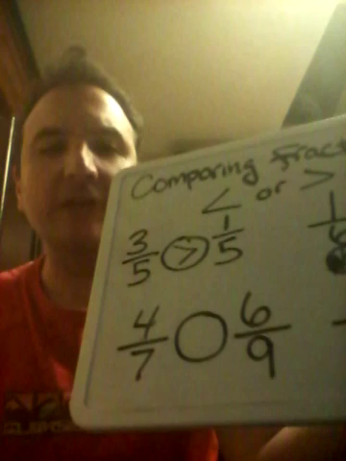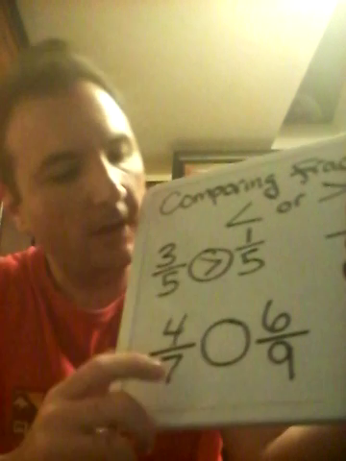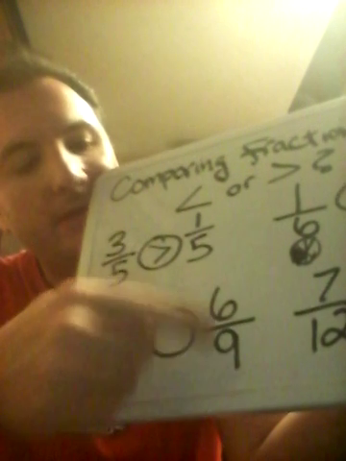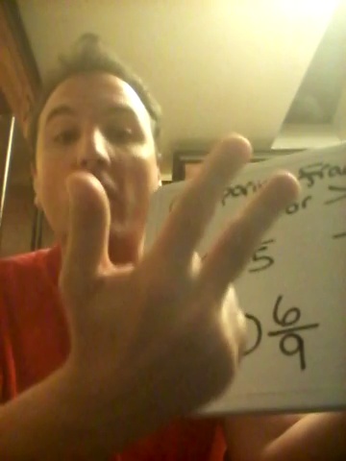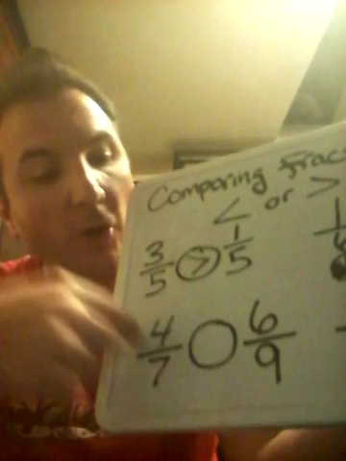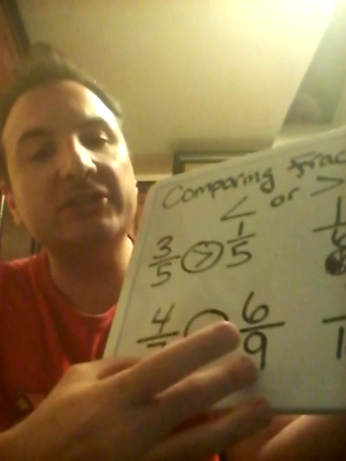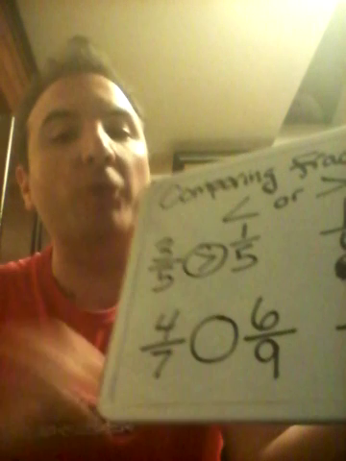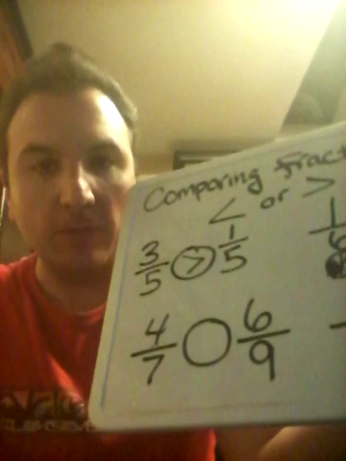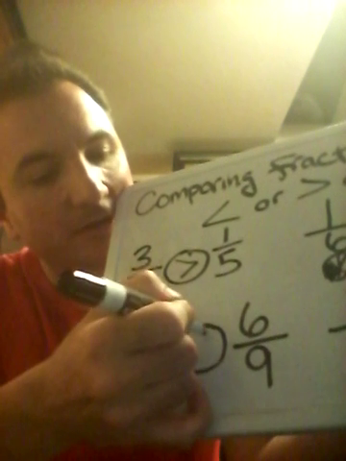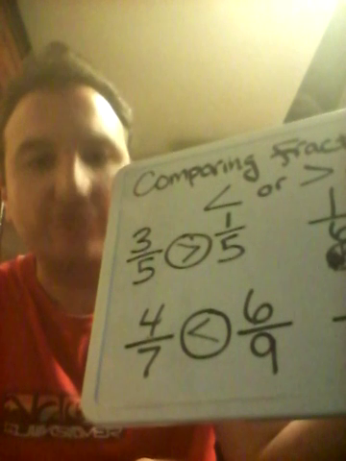4 is how many away from 7? 4, 5, 6, 7. 3 houses down. 6 is how many away from 9? Let's count. 6, 7, 8, 9. Also 3 houses down. So they are both equal distances apart. Doesn't mean they're equal. When you have two fractions where the numerators and the denominators are both equal distance apart, the larger fraction is the one with the bigger set of numbers. In this case, 6/9. 6/9 is larger than 4/7.